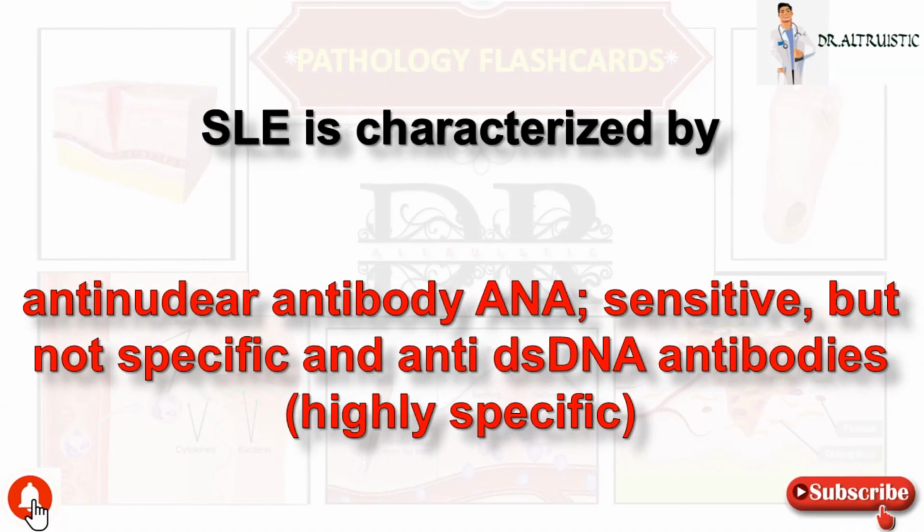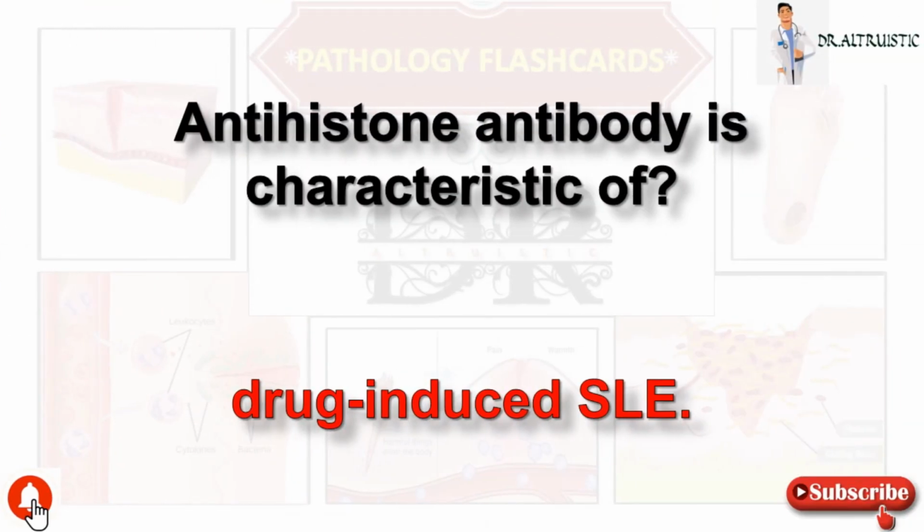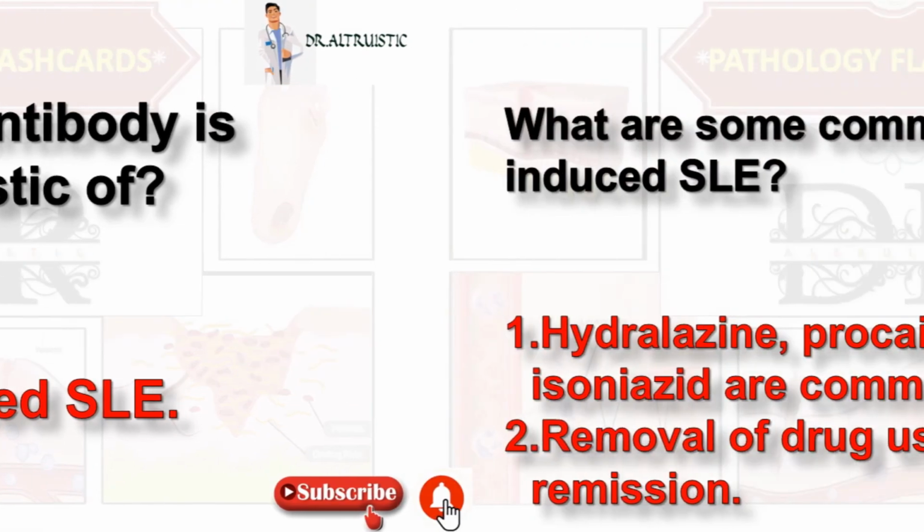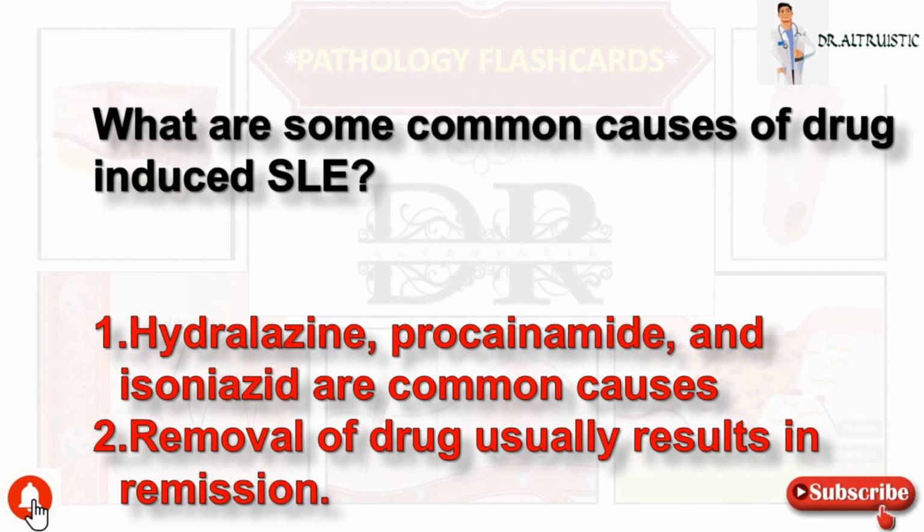SLE is characterized by antinuclear antibody, ANA, sensitive but not specific, and anti-dsDNA antibodies, highly specific. Antihistone antibody is characteristic of drug-induced SLE. What are some common causes of drug-induced SLE? Hydralazine, procainamide, and isoniazid are common causes. Removal of drug usually results in remission.